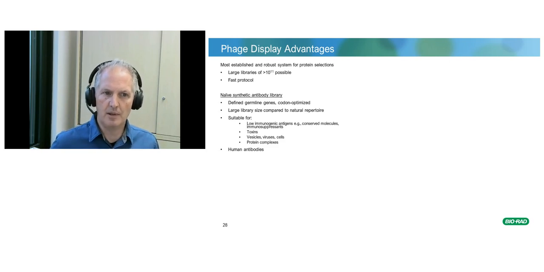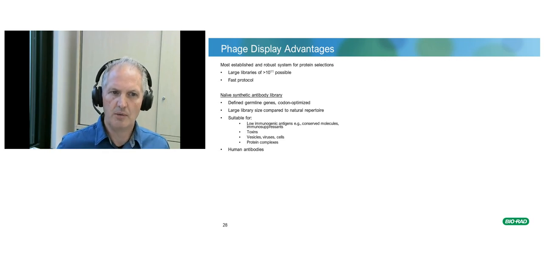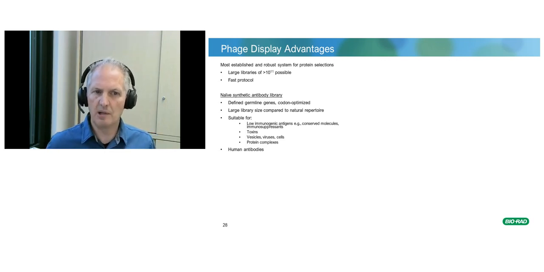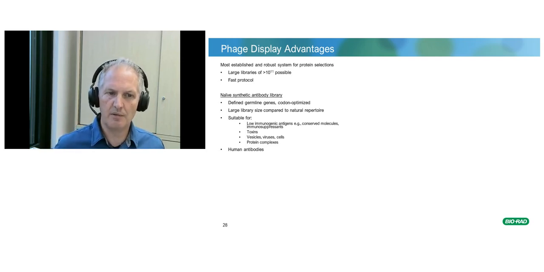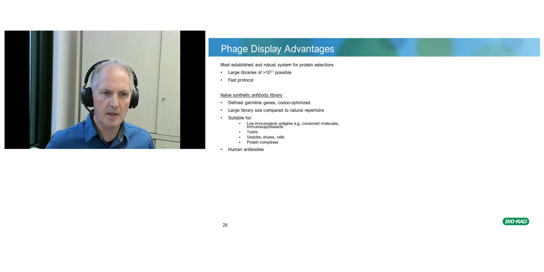We have a large library compared to the natural antibody repertoire, which is about 10 to the 6 different antibodies per human. And we have a library of 10 to the 11. So basically that explains why we don't need the affinity maturation, which takes place in the immune system.